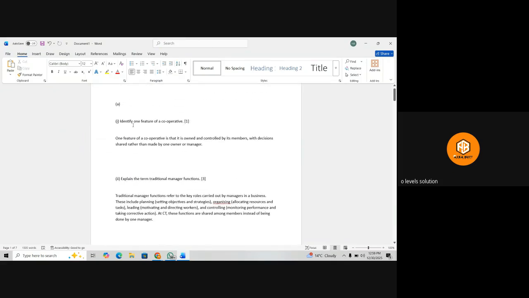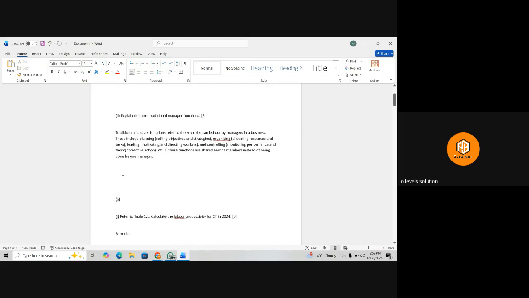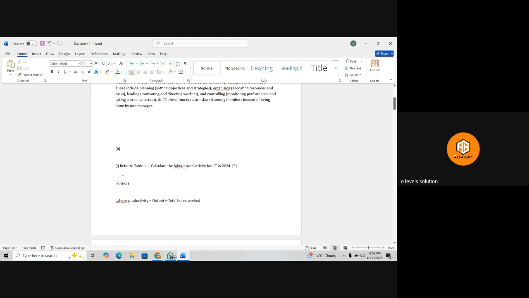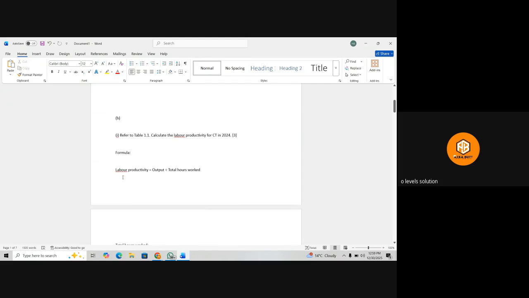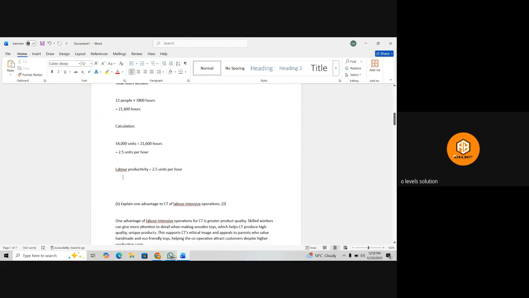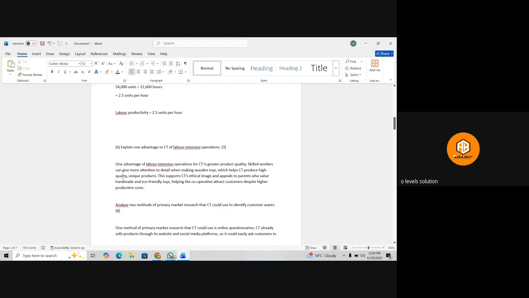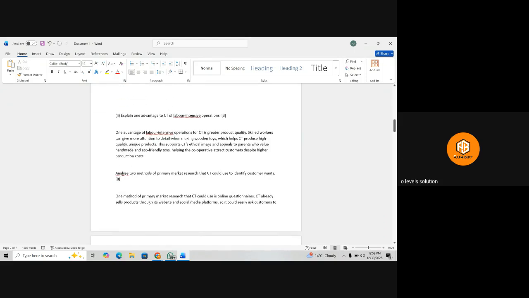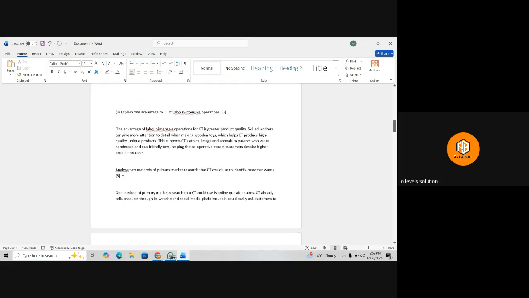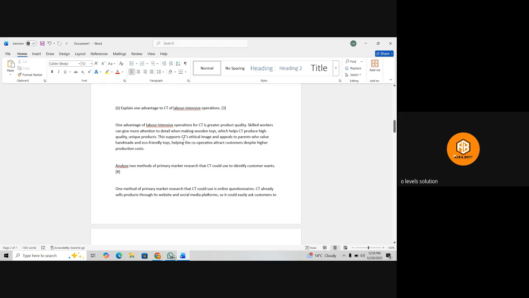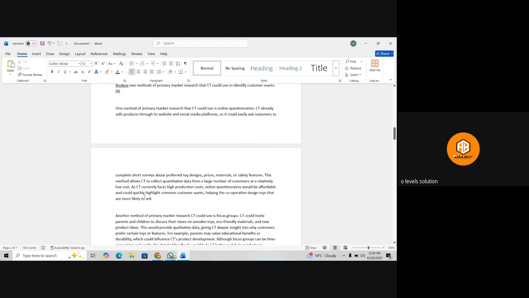First of all, we have discussed one feature of a cooperative. Then the next part is explain the term traditional manager functions. You can take the screenshot. B part is where we found the labor productivity. Secondly, explain one advantage to CT of labor intensive operations. Analyze two methods of primary market research that CT would use to identify the customer wants. This is for 8 marks. You can take the screenshot.